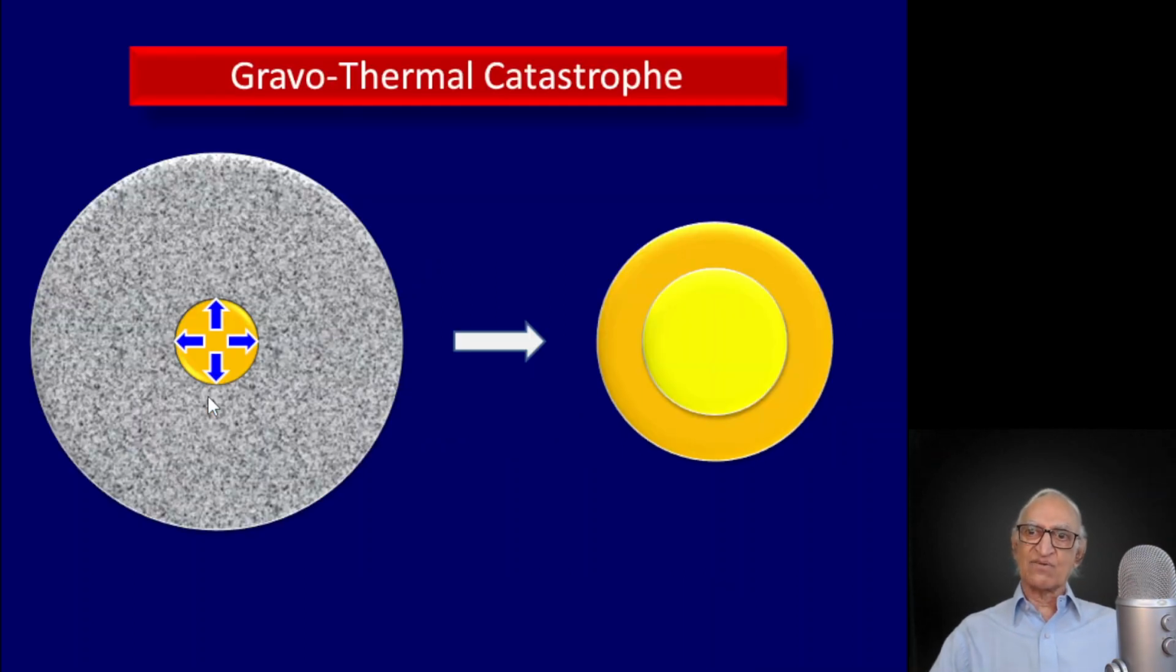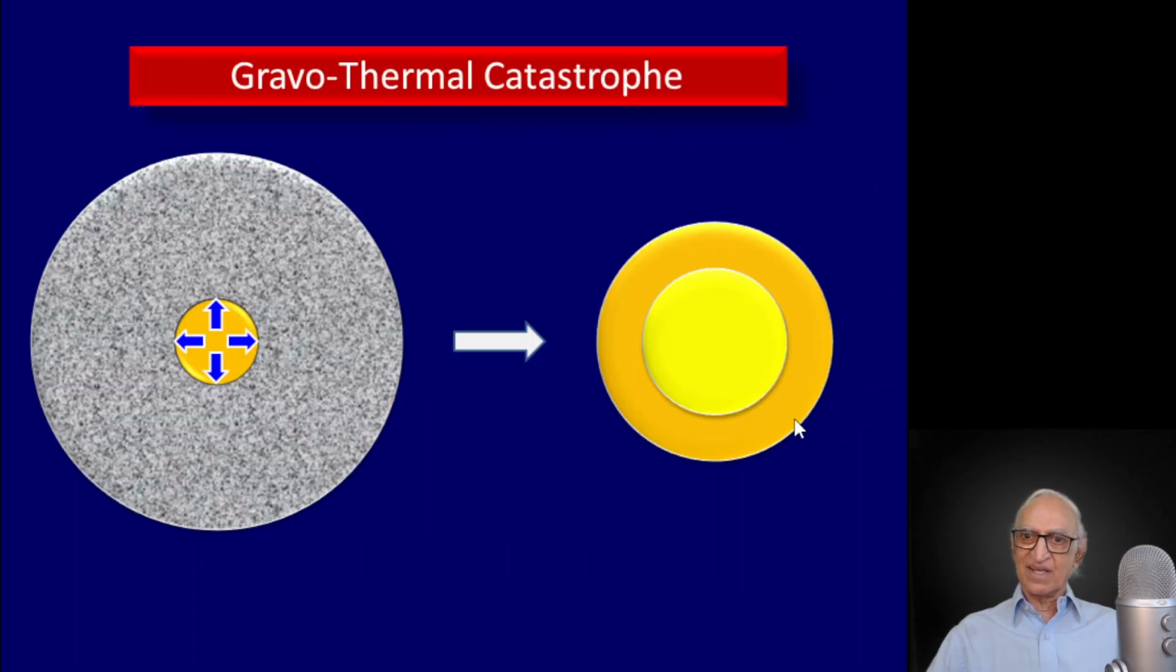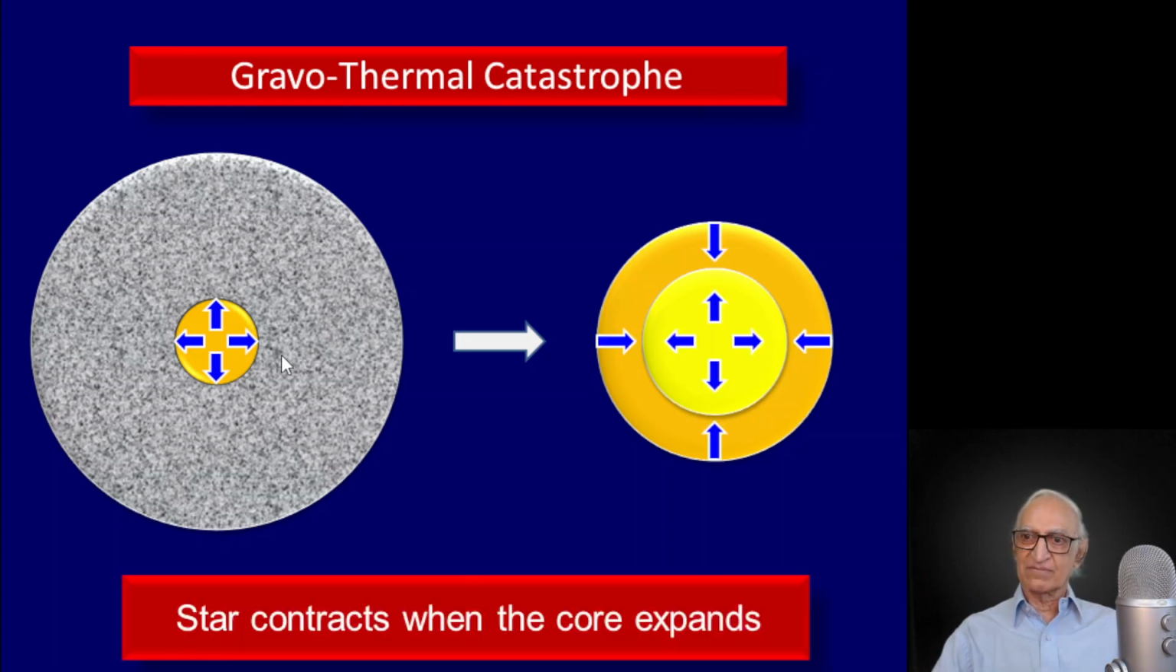So let's now go back to the Gravo-Thermal Catastrophe. We said the core will expand. What will the star do as the core expands? As I said, when the core contracts, the star will expand. When the core expands, the star will contract. Why? Because of the dependence of the gravitational potential energy on the radius. Gravitational potential energy of mass m and radius r is minus G m squared divided by r.